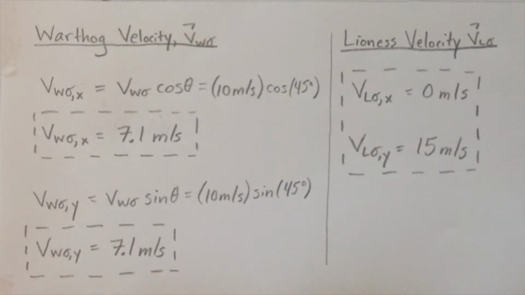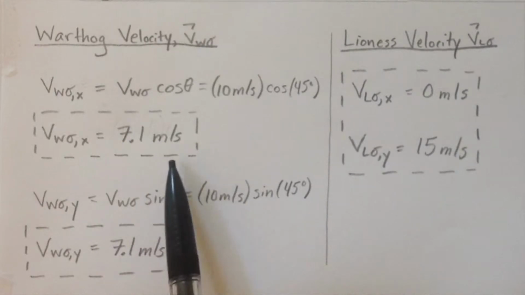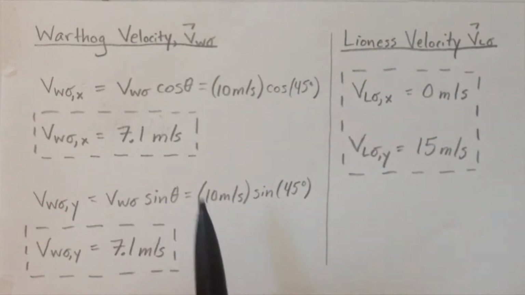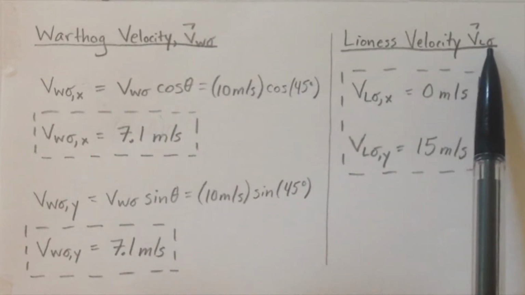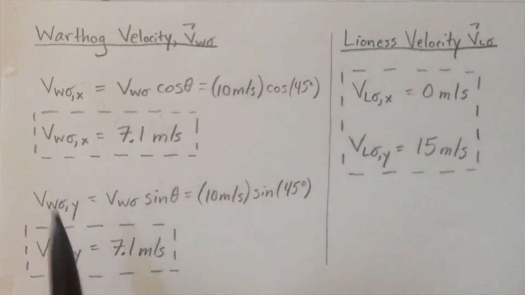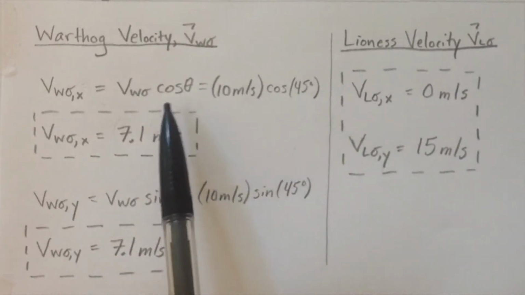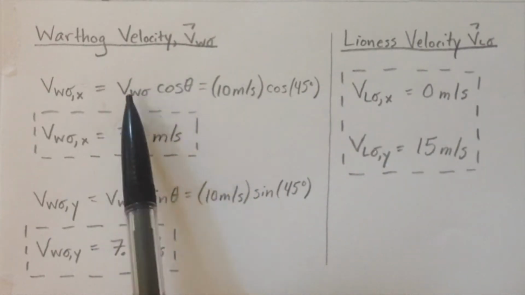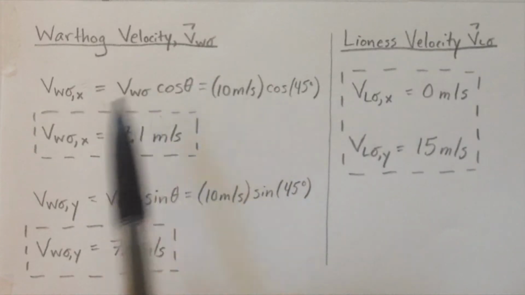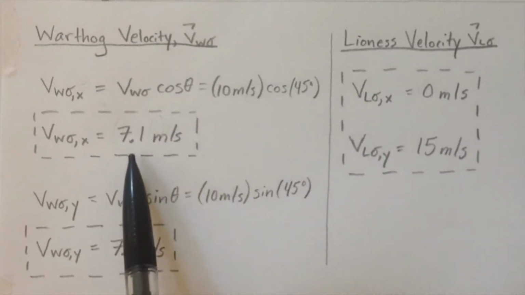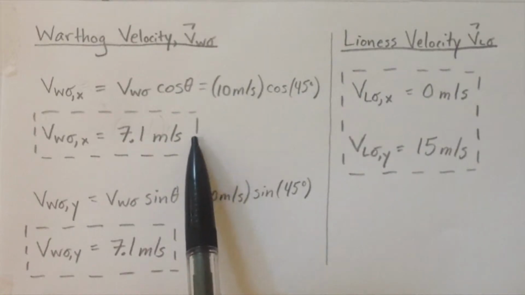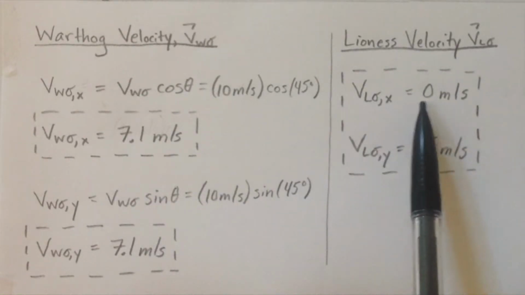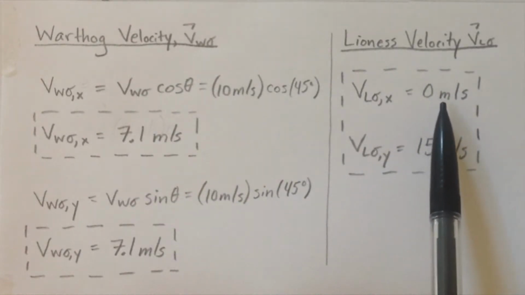Because a velocity is a vector, we need to consider both the x and the y components. In this step, we'll find the x and y components of the velocity of the warthog with respect to the origin and the velocity of the lion with respect to the origin. To find the x components, we multiply the velocity that we're given by cosine theta. In the case of the warthog, that results in 7.1 meters per second when we plug in the values stated in the problem. For the lion, it will be 0 meters per second because the lion's moving in a purely vertical direction.